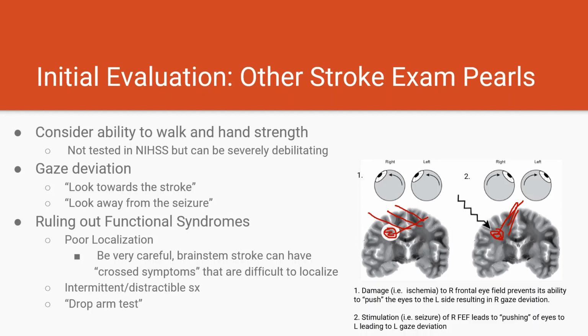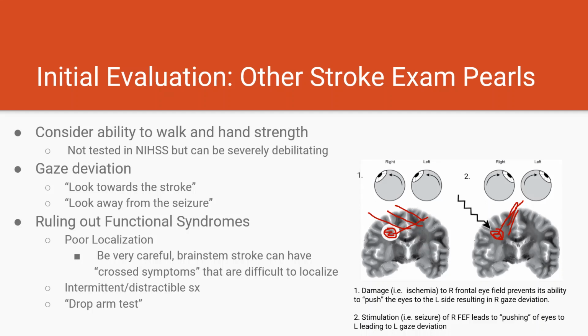Finally, a key component to any neurologic exam is ruling out functional syndromes. A key to this is looking for symptoms that don't localize well or ones that are intermittent or distractible. With enough practice, you should be able to recognize patterns of common stroke syndromes, and when you're not really localizing a pattern, it's probably because there isn't one there.